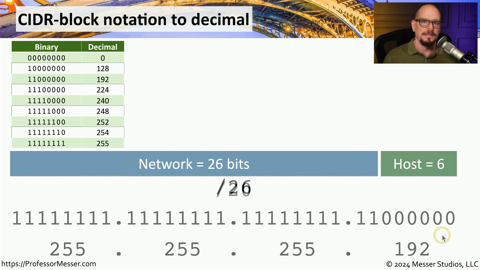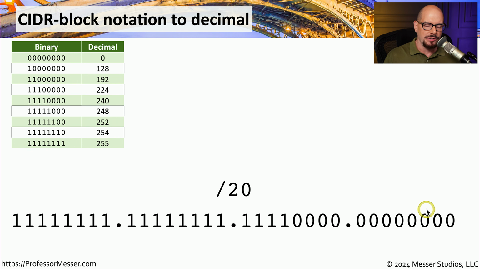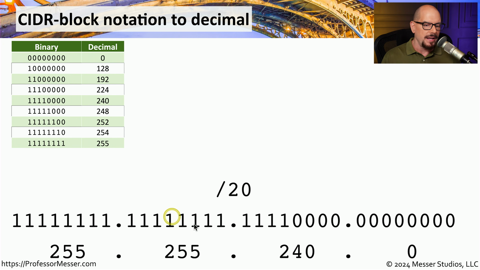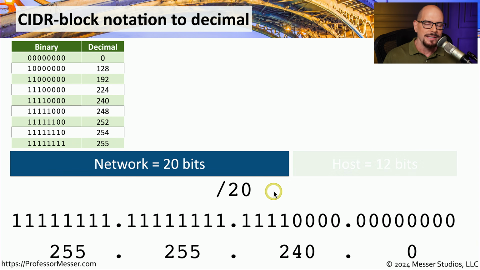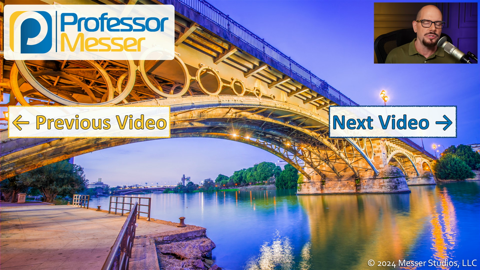Let's do another one where we've been given a /20 in CIDR-block notation. That means there are 20 ones in this particular subnet mask. So your first 2 octets are all 1, and the third octet has 4 ones and 4 zeros, and of course, the last octet will be all 0. If we refer to our chart, we know that the decimal version of that binary subnet mask will be 255.255.240.0, which is the same as a /20 CIDR-block notation. That means the network part of this address is 20 bits in length, which leaves us 12 bits available for host IP addresses.